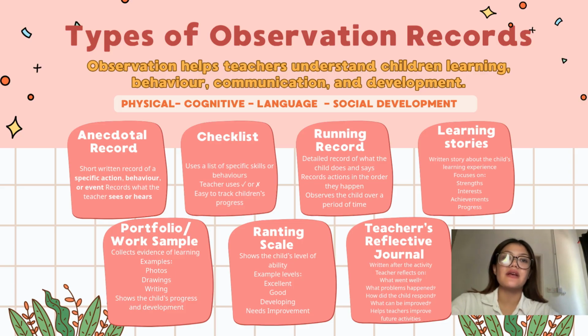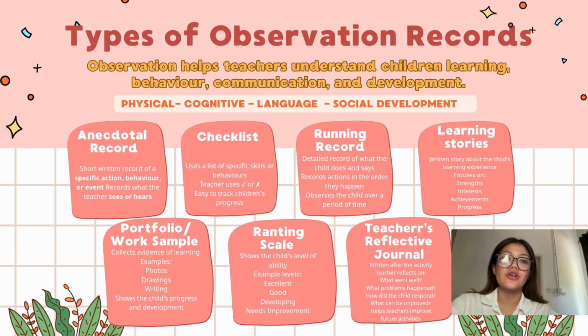The sixth type is the rating scale. A rating scale shows how well a child performs. This helps the teachers identify areas where the child is doing well and areas where more support may be needed. The last type is the teacher's reflective journal.